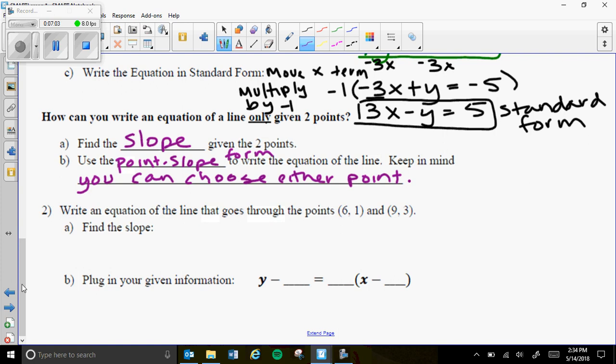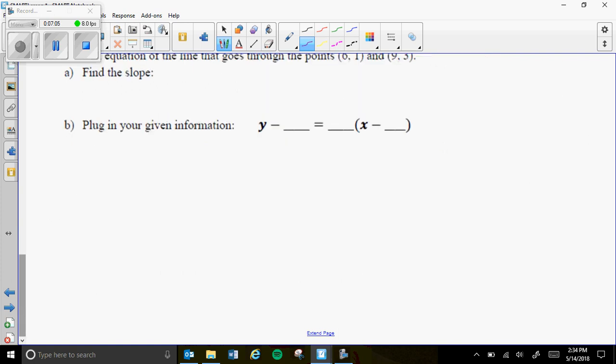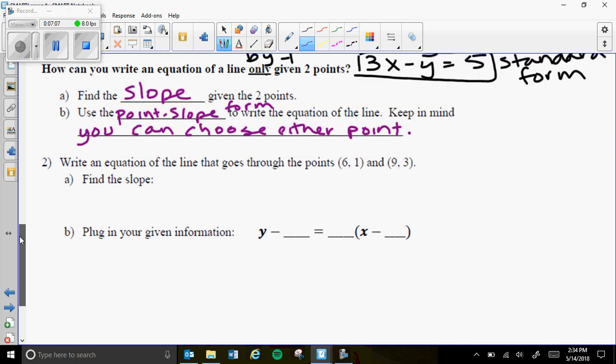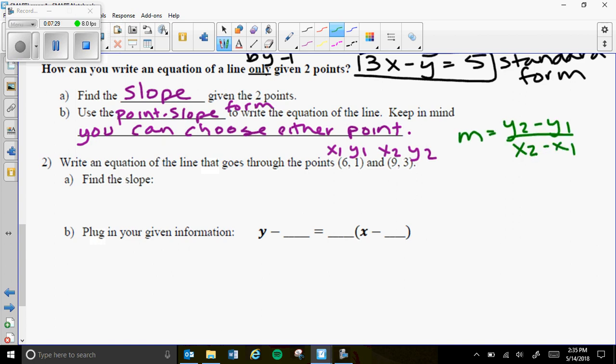All right, so let's look at this first one. Write an equation of a line that goes through the points (6, 1) and (9, 3). Before I start, I'm going to label these x1, y1, x2, y2, because I know my formula is m equals y2 minus y1 over x2 minus x1.